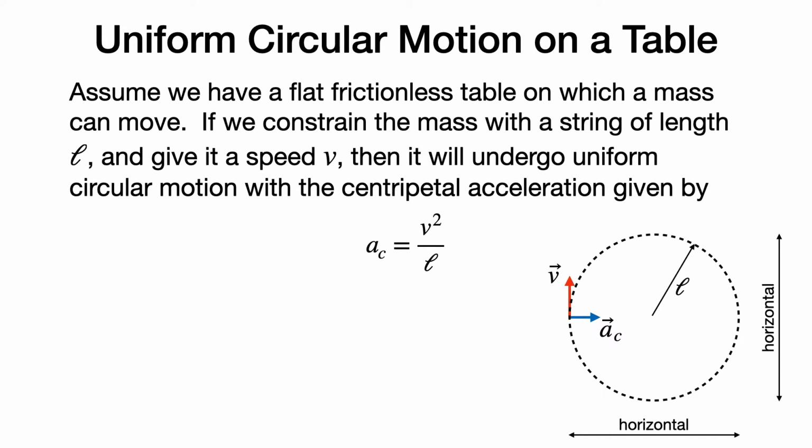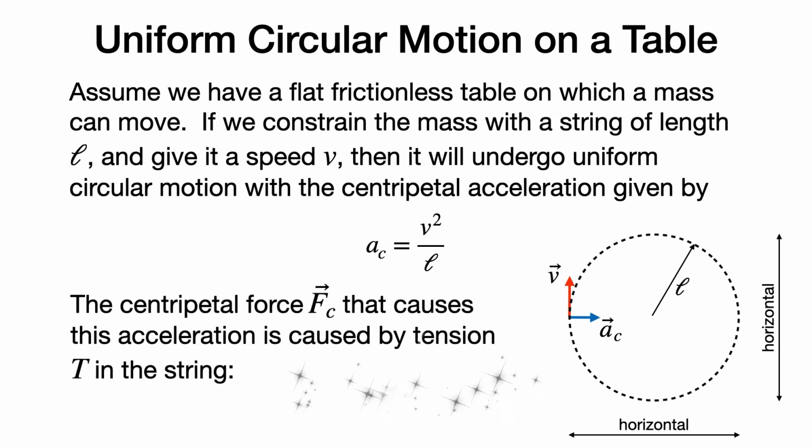Assume we have a flat, frictionless table on which a mass sits and can move around, and we constrain the mass to move by placing a string along it fixed at some point, and we give the mass a speed. This will cause the object to undergo uniform circular motion with the centripetal acceleration given by the usual formula: it's equal to the speed squared divided by the radius, in this case, the length of the string, L.